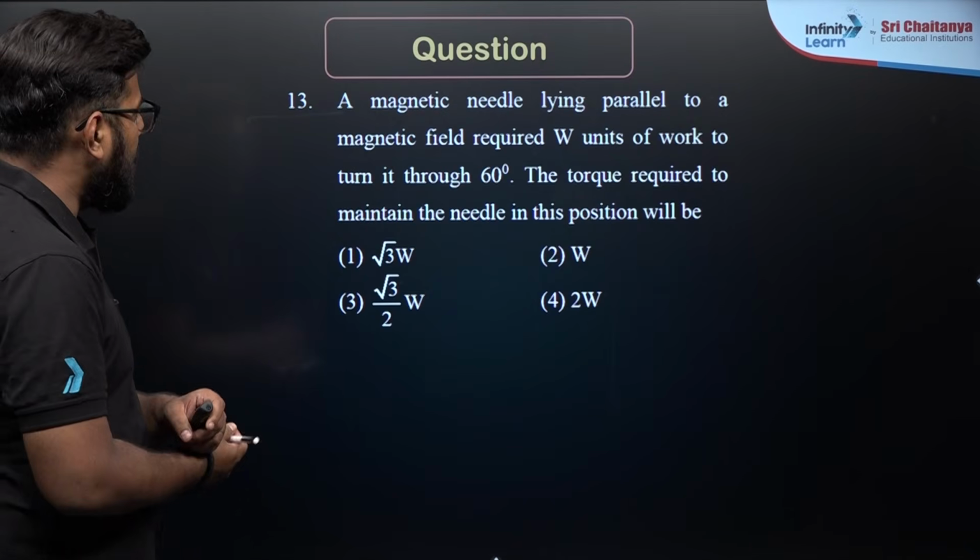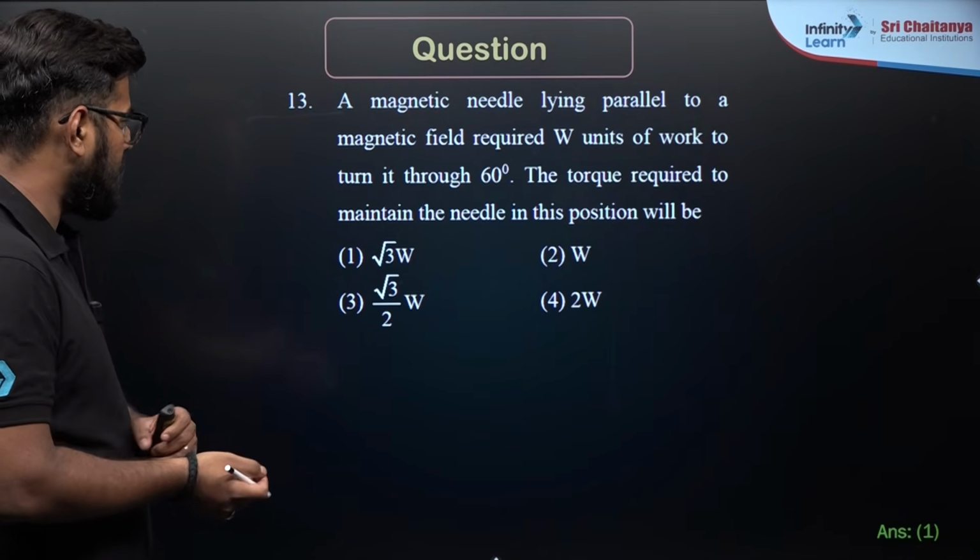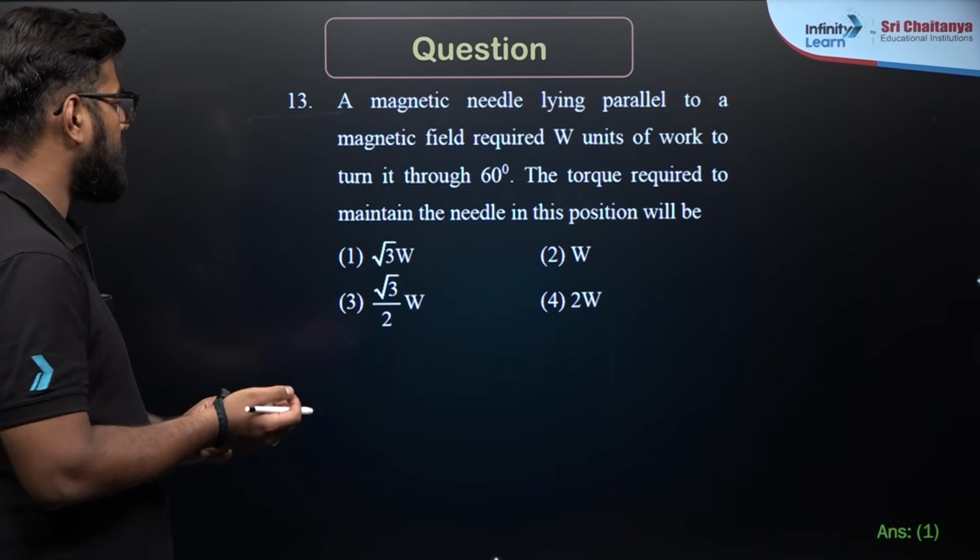Magnetic needle lying parallel to magnetic field requires W unit of work to turn it through 60 degrees. The torque required to maintain the needle at this position will be?